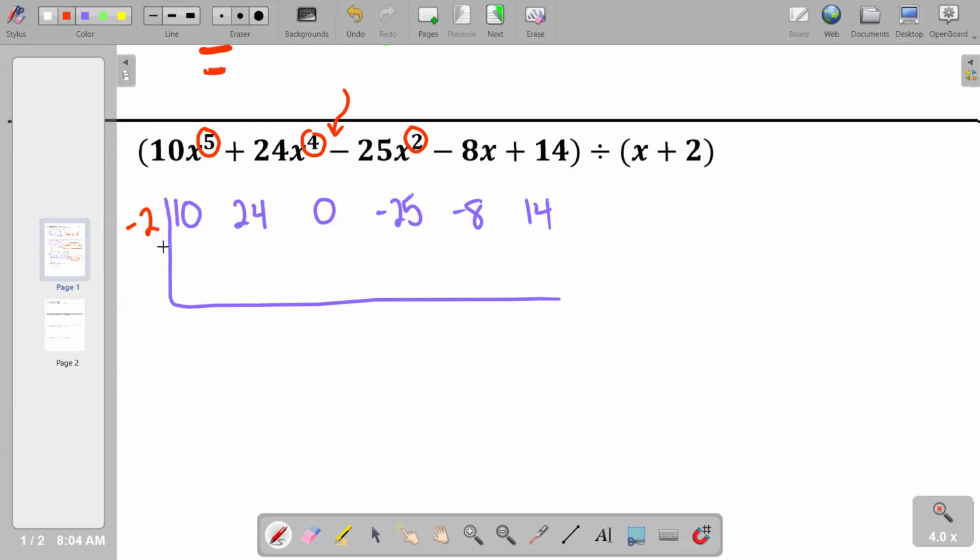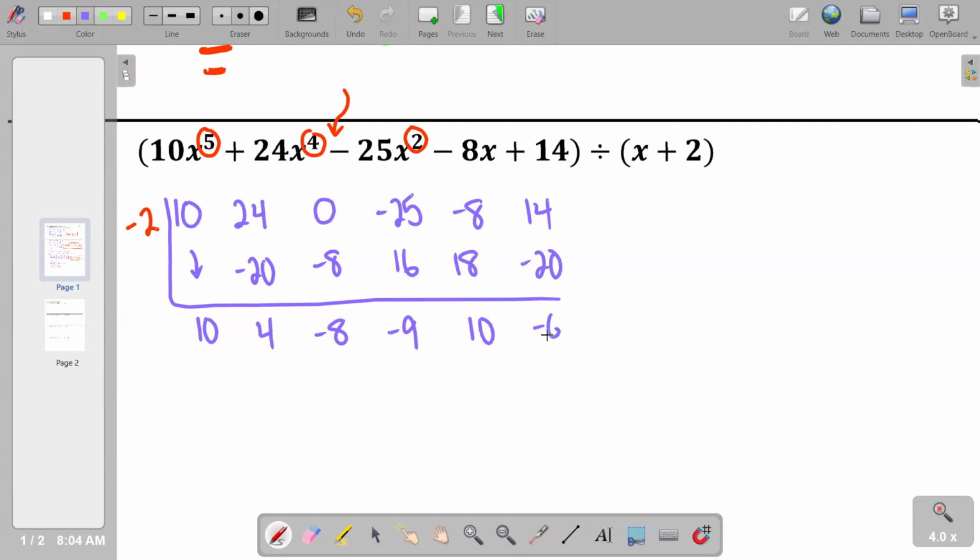-2. And we're off. After this, a 0 is just another number. It's not like we can't handle it. We just have to get it in there as the key. So we're going to begin the process. Drop the 10, multiply, add, multiply, add, multiply, add, multiply, add, multiply.